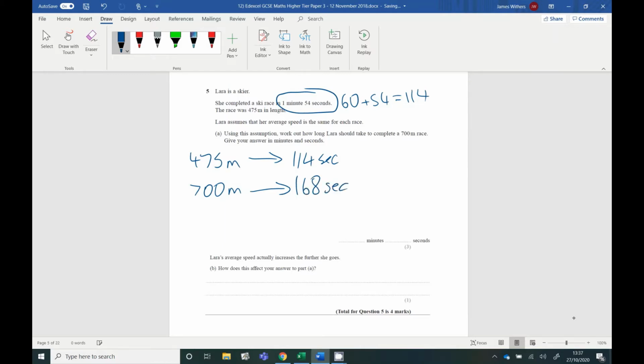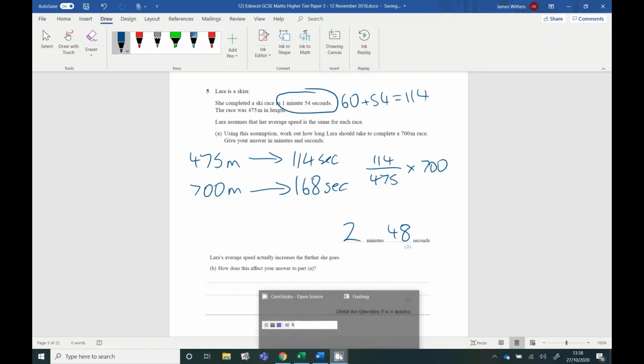Okay, so just to go over that again, I took my 114, I divided it by 475 to work out how many seconds per metre, and then multiplied it by 700. So that's 168 seconds. Going up in 60s, 2 minutes is going to be 120 seconds, leaving me 48 seconds left over. So 2 minutes 48 seconds for part A.